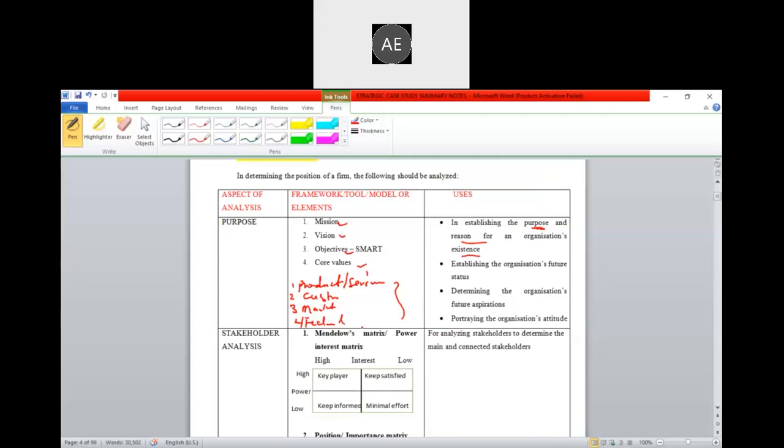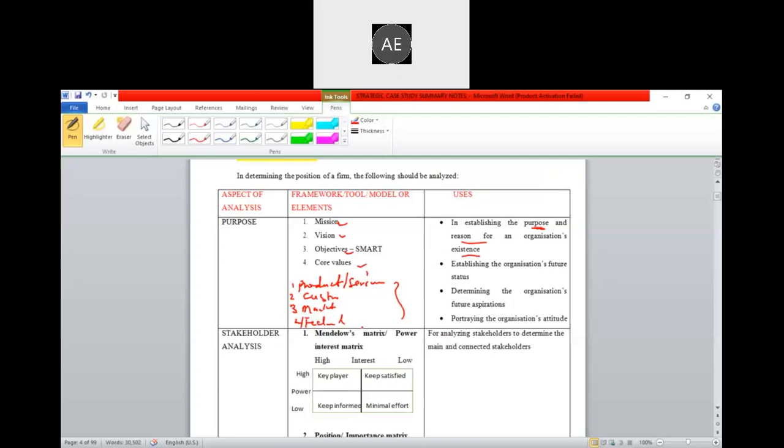Now, the vision of an organization establishes its future status, what the organization wants to achieve in the future. So, a good vision must be futuristic or forward looking. In fact, it must be achievable, very concrete. Okay, so let's look at objective.